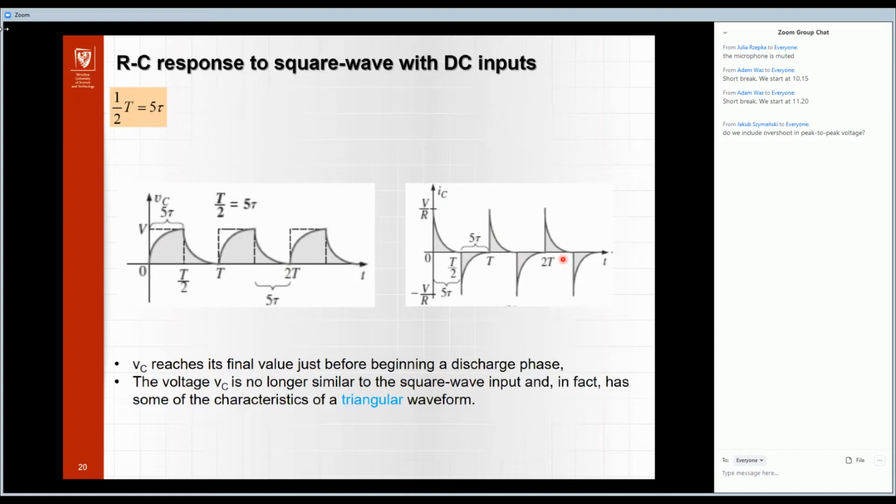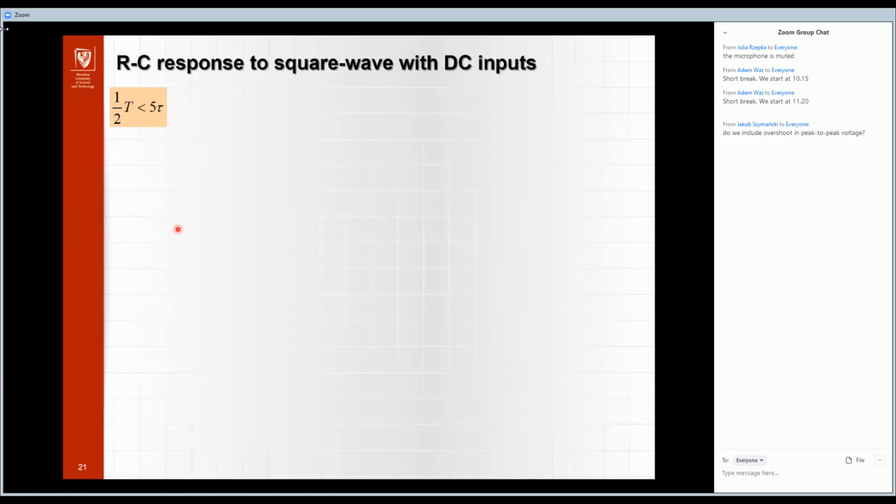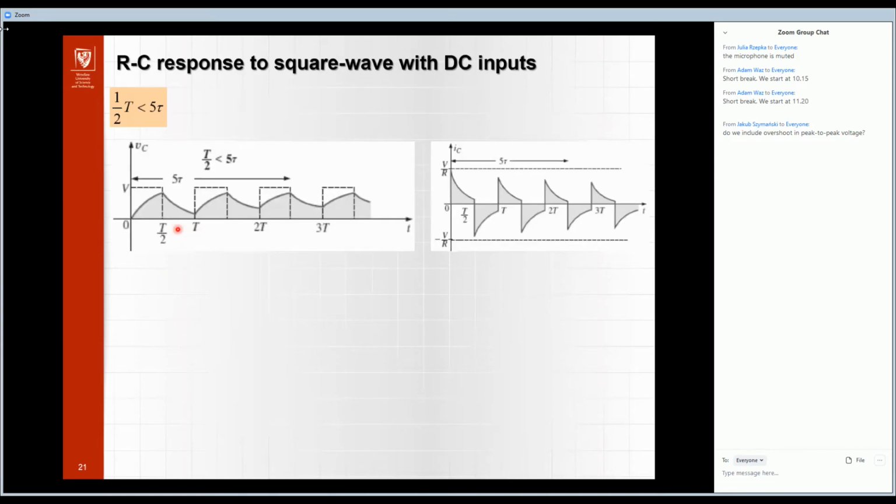So in this case, VC is no longer similar to the square wave input, and it seems like a triangular waveform. Of course, it is not the ideal triangular waveform, because the slope is not linear here and here, but it seems more triangular than square. Okay, and we have the last one, when the half period is less than 5 tau.